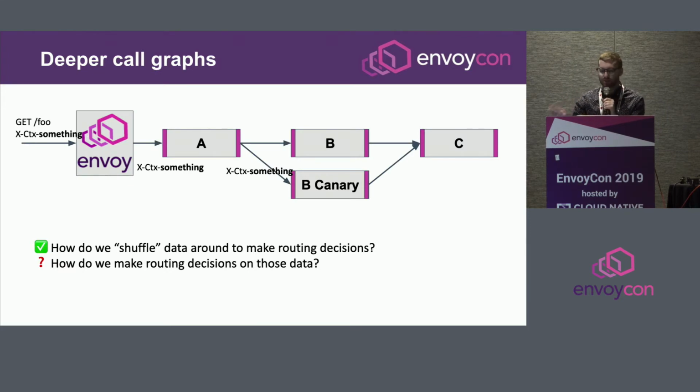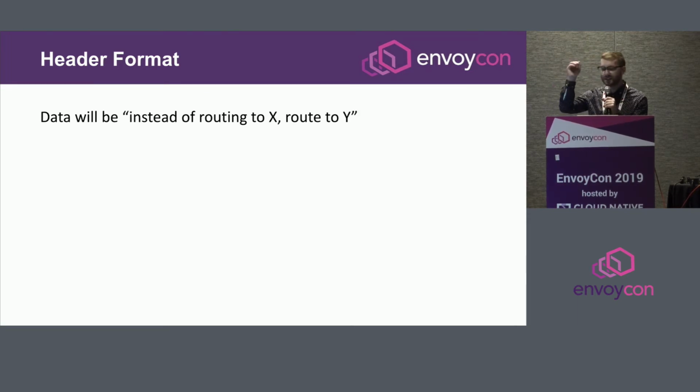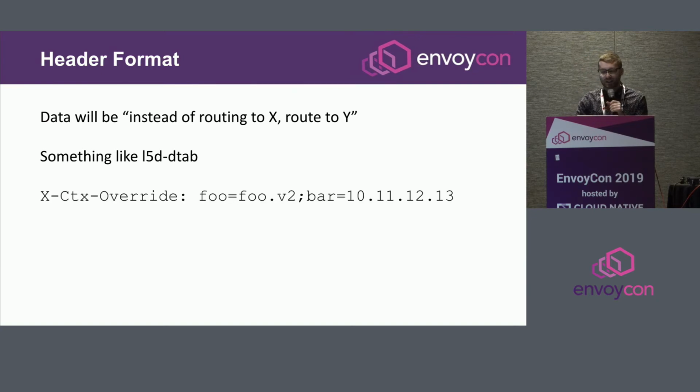Okay, so now we can propagate some data, but in order to know what we want to propagate, we have to figure out what we're going to do with it. We need a propagated header to somehow express that, like, instead of routing to X, route to Y. We don't have DTABs, but we can take some inspiration from that. And let's kind of arbitrarily say this is XCTX override. We have key-value pairs where we say if it's going to foo, instead send it to foo v2. If it's going to bar, send it to this IP. You can imagine something more complex like the DTAB scenario, but this is a start.